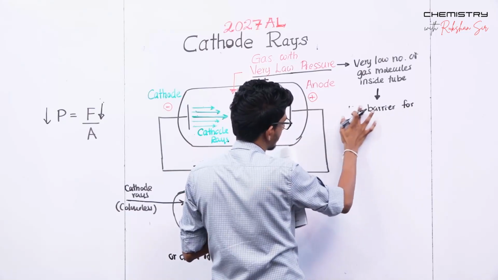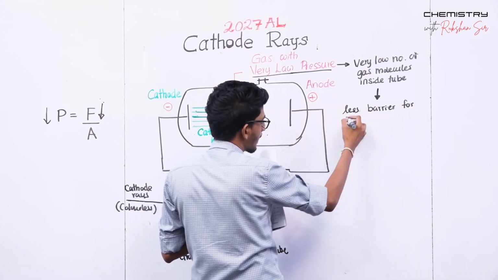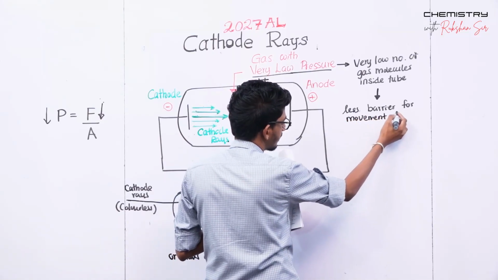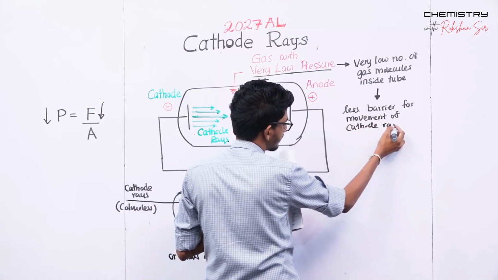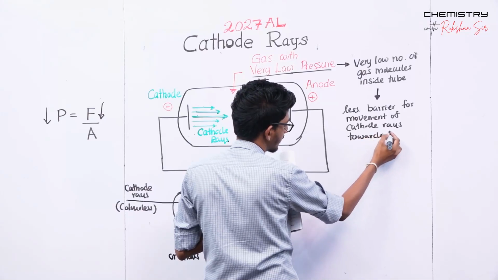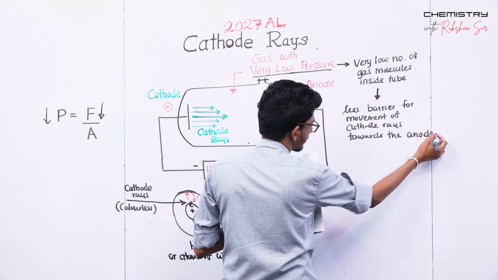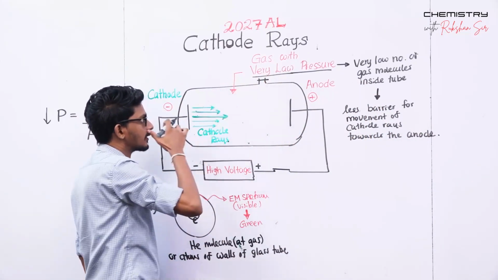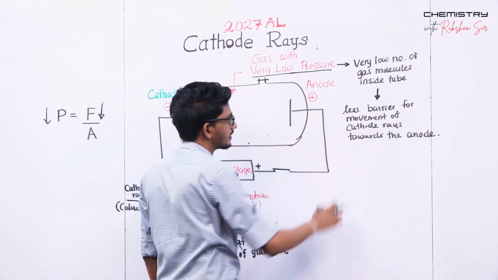or we can say less barrier for movement of cathode rays towards the anode. Just put it like that. With the picture, you can underline that very low pressure is needed because of this.